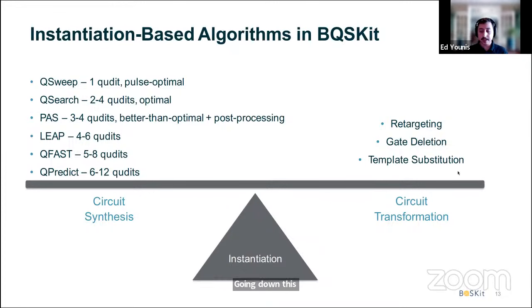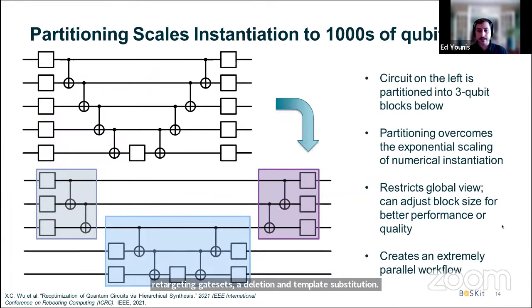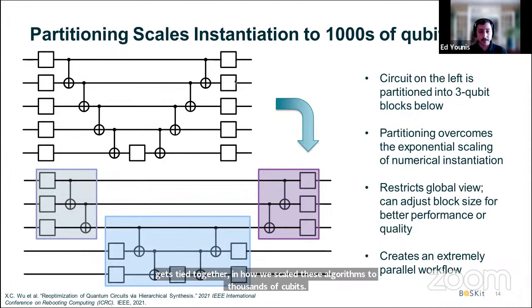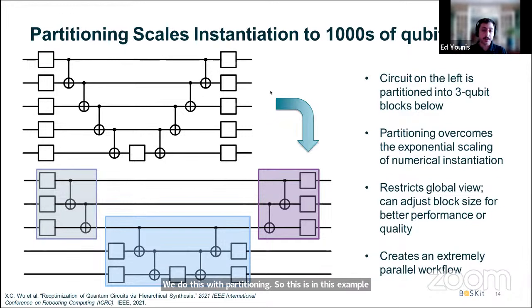On the circuit transformation side, I talked about retargeting gate sets, gate deletion, and template substitution. Now all of this is built on instantiation. This is where it all gets tied together in how we scale these algorithms to thousands of qubits. We do this with partitioning. In this example, we're going to take this 5-qubit circuit, and we're going to partition it.